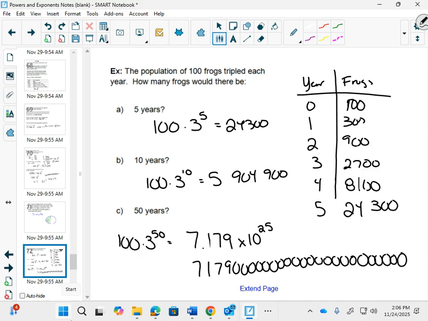So that's scientific notation. Why is it nice? Because it was super annoying to write all those zeros. So when we have really big numbers, sometimes we also use exponents for scientific notation.